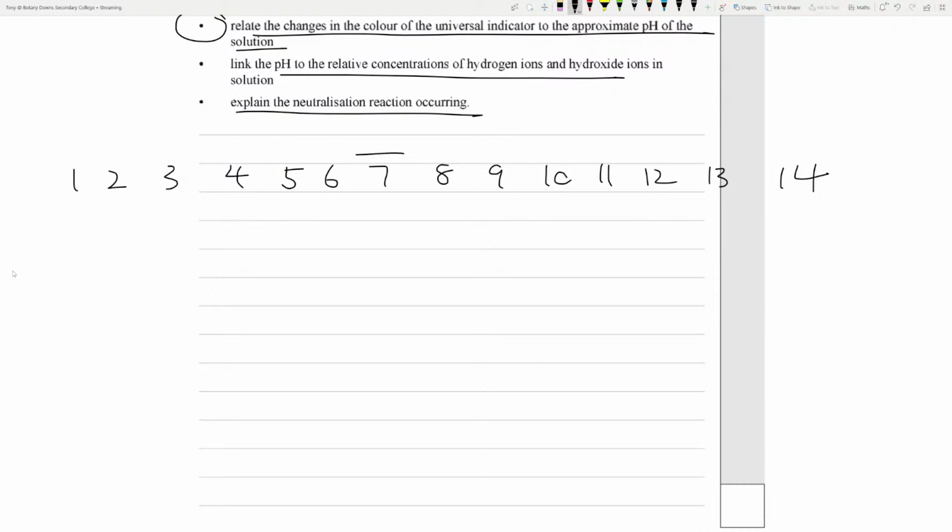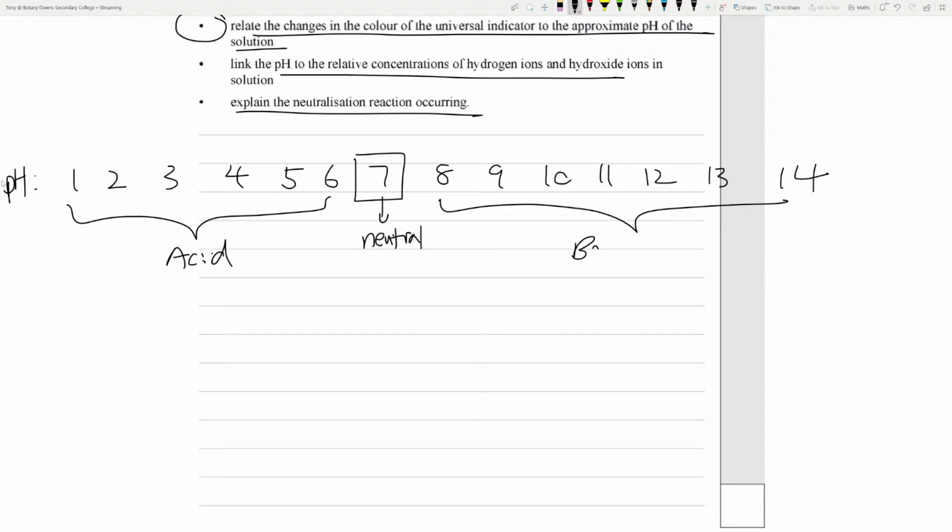But you just need to remember 1 to 14, this is your pH scale. The 7 is neutral. From 1 to 6ish, this is acidic, and from 8 to 14ish, this is a base. And then you need to remember the colors.